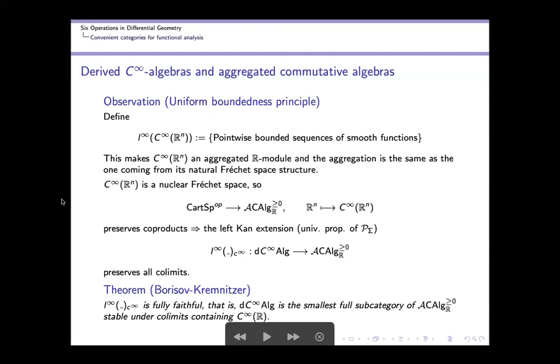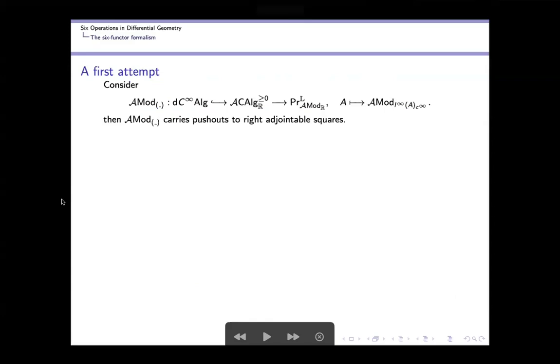So the six-functor formalism now takes a manifold that lives here, where rings of smooth functions live. Think of them as a commutative algebra in this functional analytic setting, and then take modules for that object. So this sends an algebra A to aggregated modules for the associated aggregated commutative algebra.